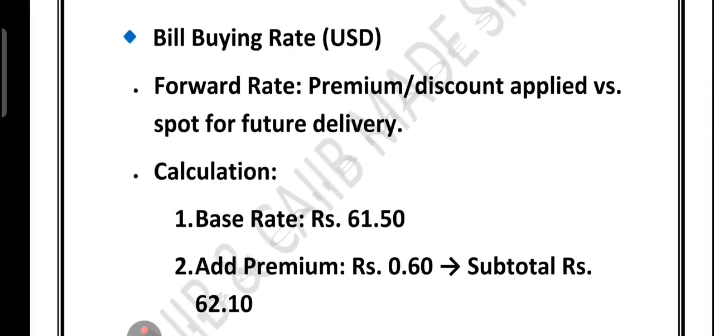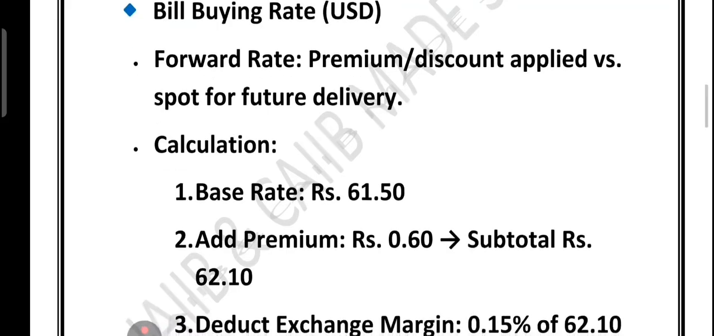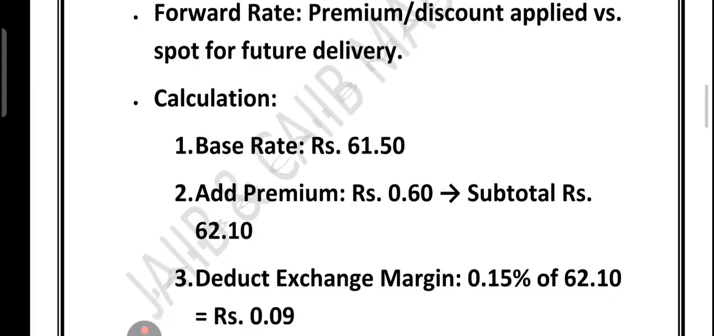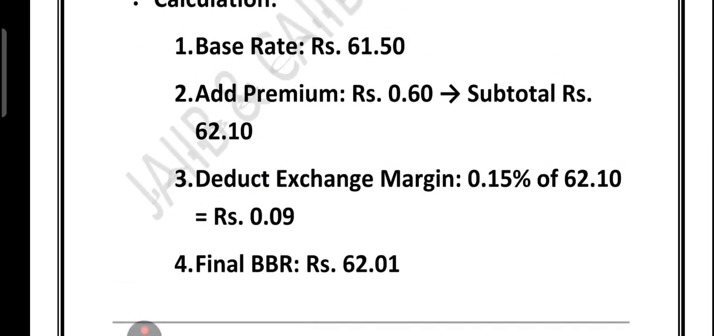Since the payment is not immediate, a very important thing to note is that with the bill buying rate, payment is not immediate. It's a usance basis. So what we do is apply a forward premium or forward discount to the current spot rate. Let me give you an example. Suppose the base rate is 61.50, so $1 is equal to 61.50 rupees.